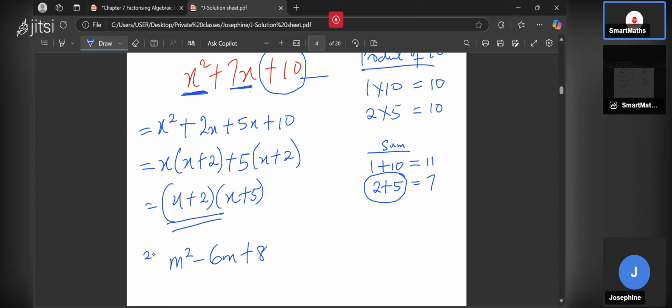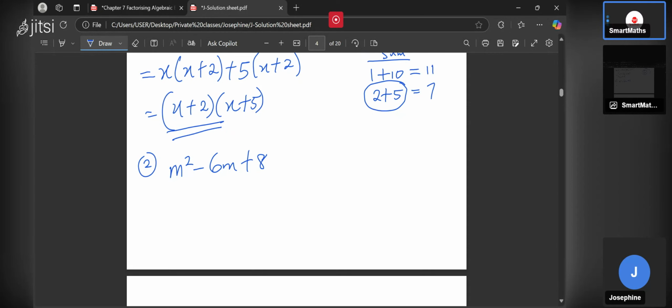This is example 2. We pick the constant part, which is 8. The products of 8 will be 1 times 8 equals 8, and 2 times 4 equals 8. Let's now pick the pair that will give us 6, since what we have here is minus 6. 1 plus 8 will give us 9. Then 2 plus 4 will give us 6.